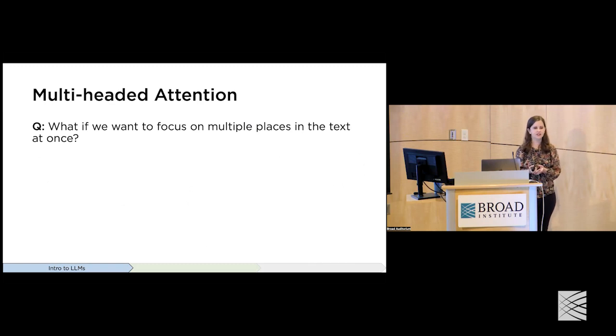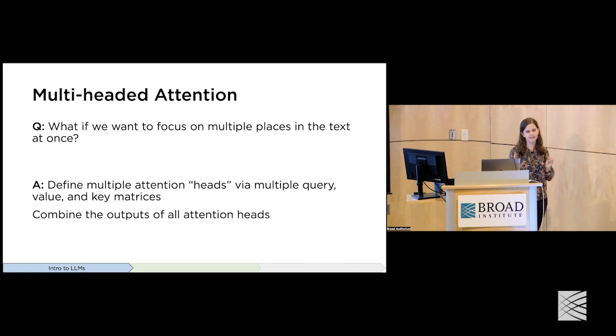So self-attention allows each word to focus on a particular part of the input sequence. But what if we want to focus on multiple places at once? The solution here is to perform self-attention multiple times in parallel and then combine the results. Different attention heads can then focus on different parts of the input sequence.